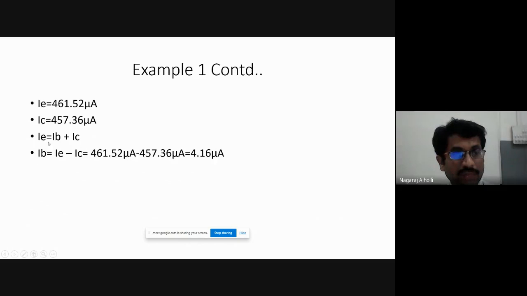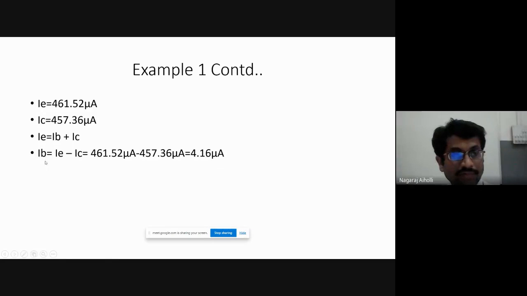Therefore, IE is equal to IB plus IC, or IB is equal to IE minus IC. What is IE we are getting? 461.52 microampere. Collector current is 457.36 microampere. Then subtract these two, IE minus IC. That gives the base current. It is 4.16 microampere, right?